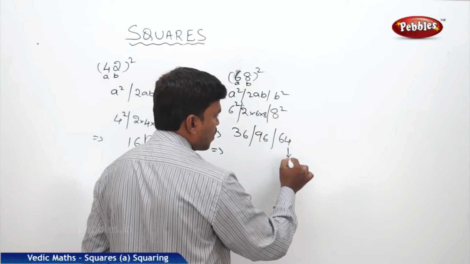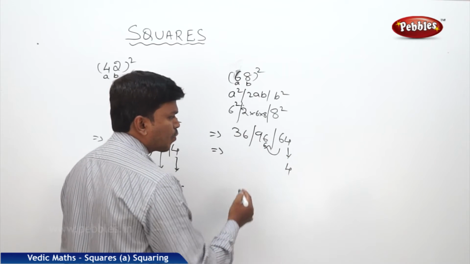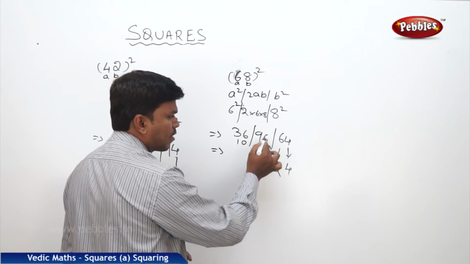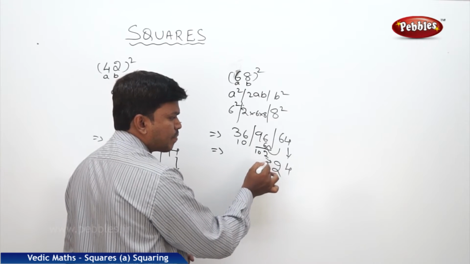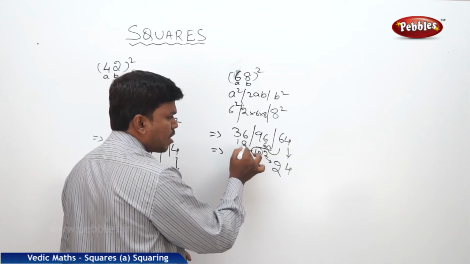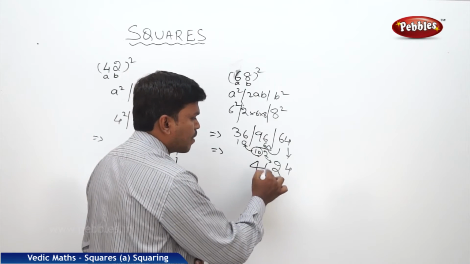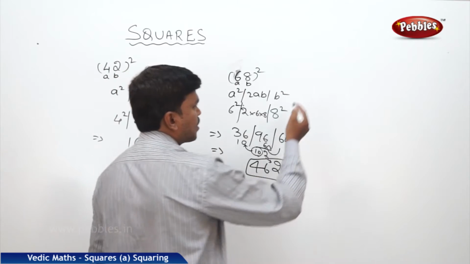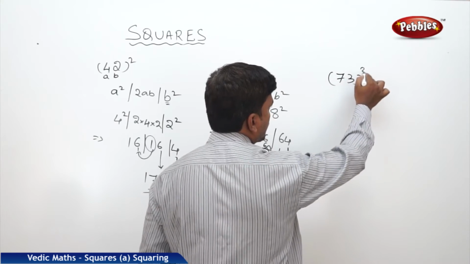So drop the 4 and carry 6. So 96 plus 6 is how much? 102. In 102, I am dropping 2 and carrying 10. See here, 96 plus 6 is 102. So I will drop the ones place digit and carry the remaining to the next number. So 36 plus 10 is how much? 46. So what is my answer? 4624.